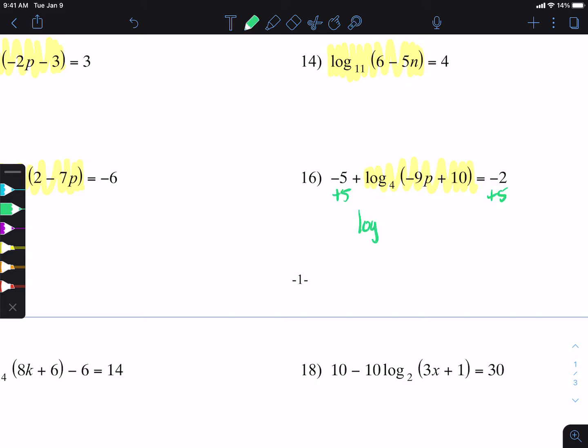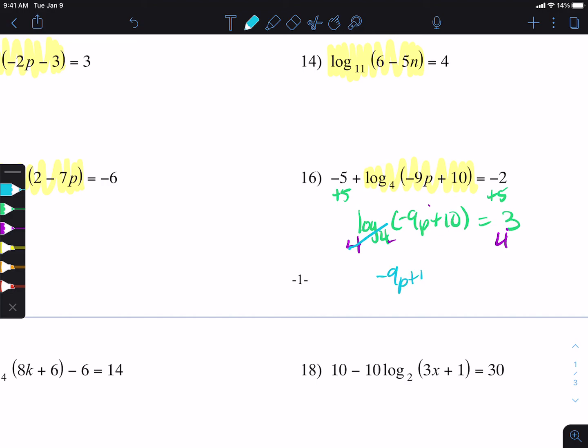So then we get log base 4 of negative 9p plus 10 equals 3. The log is by itself, so now I switch forms. So you can do 4 to the, or you can do 4 hop to the other side to the third equals this. So either way, the log base 4 and 4 to the log base 4 undo each other.